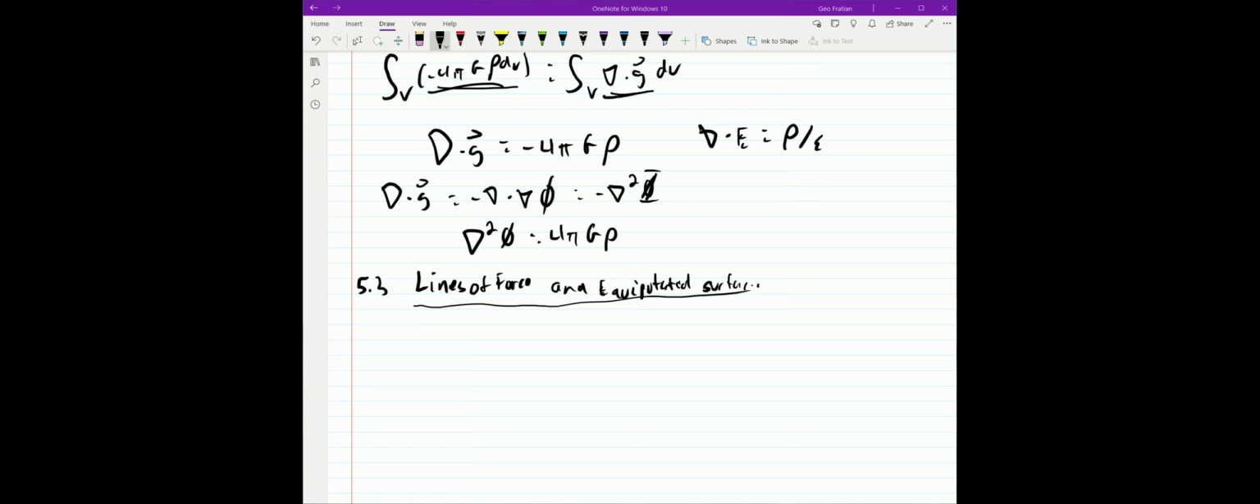Lines of force and equipotential surfaces. So we can consider a mass that gives rise to a gravitational field and is described by some field vector g. So we can draw a line outwards from that surface such that the direction of the line at every point is in the same direction of g from that point. And we call that line the line of force. So let's show a diagram and see what we're talking about.